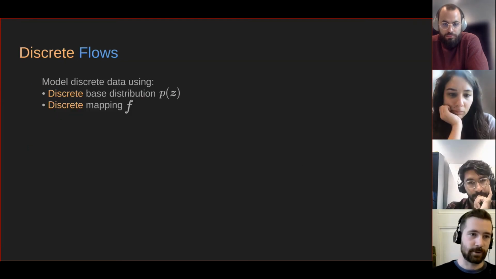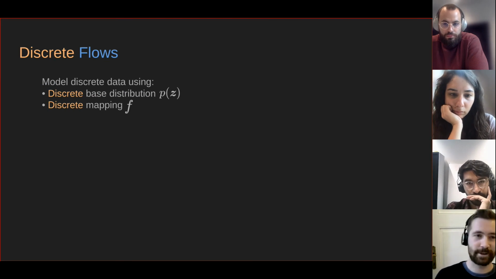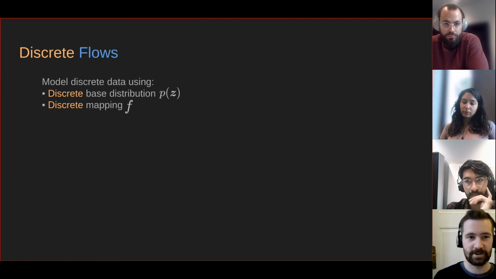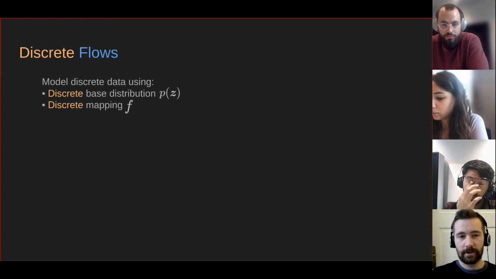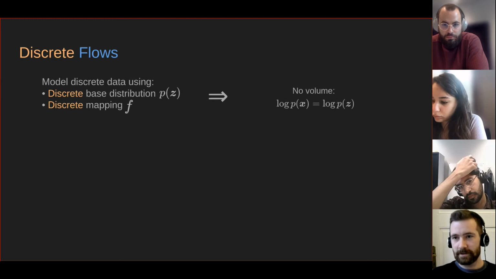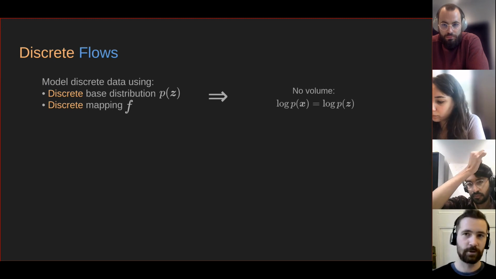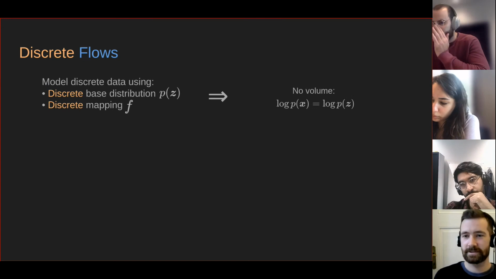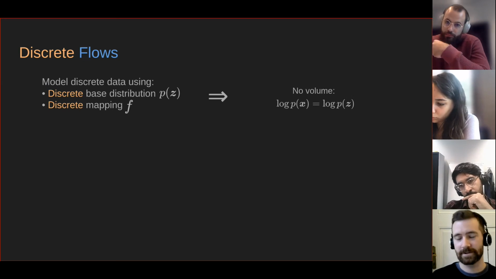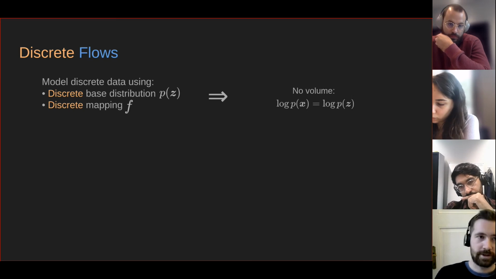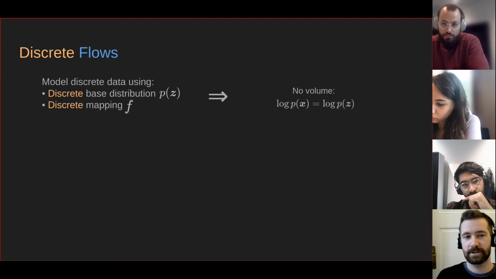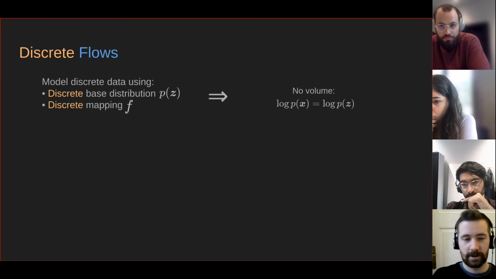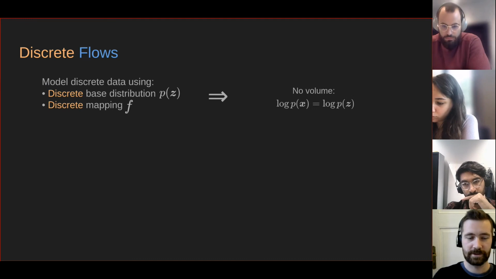So one approach is discrete flows. That's maybe the first thing you would think of. What if I just make the base distribution discrete and I also make the invertible mapping F discrete? Interestingly, in this case, there is no volume term, so you don't have the Jacobian determinant. All you have to do to evaluate the probability of your mini-batch X is pass that through F inverse to Z and evaluate that under the base distribution. The tricky part with discrete flows is how do you define an invertible transformation F that is discrete? This is very tricky. There are two main ways that have been discussed in the literature.